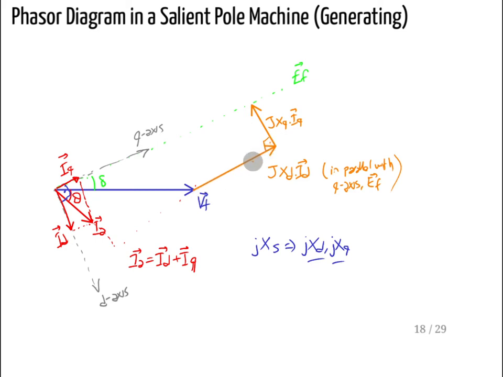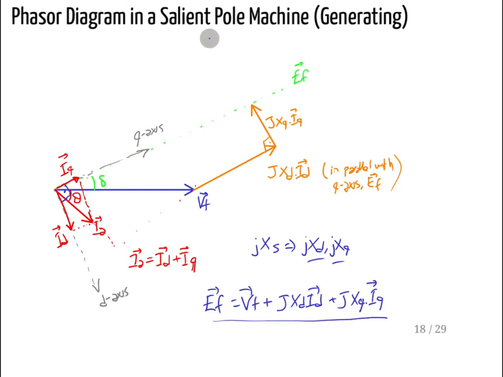Xd is larger, okay? So now I have, let me write it here, Ef, this is for a generating case. So the Ef vector is equal to Vt plus jXd Id plus jXq Iq, sorry. And I have Ia is equal to Id plus Iq. So let me draw the Ef vector at last. So this will be my Ef.